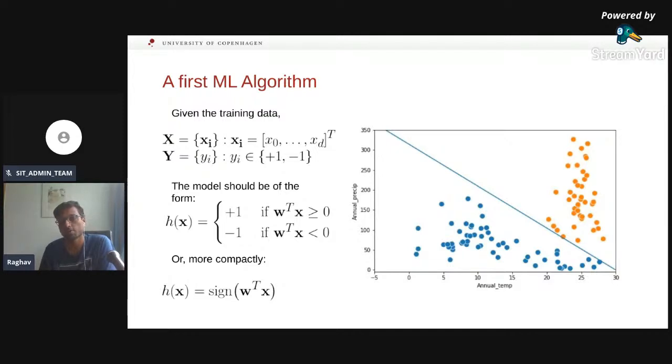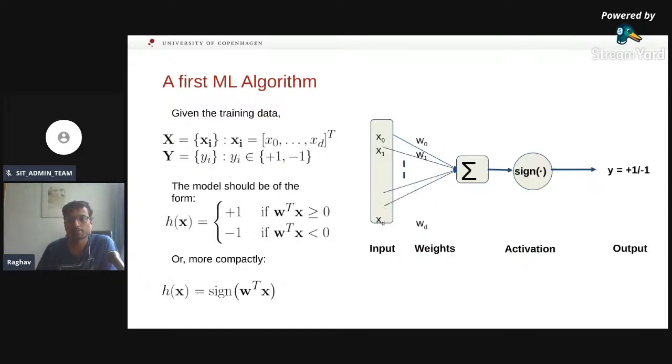Now, why am I taking you through this simple but somewhat tedious example? That's because we can write it like this. Our data is X. In our example, X was two-dimensional, it only had X0 and X1. And you can scale it up to D dimensions, meaning you can go to 3D, 4D, 5D, or some high dimensional space. And then each input gets one weight.